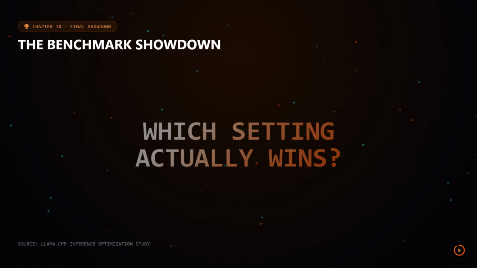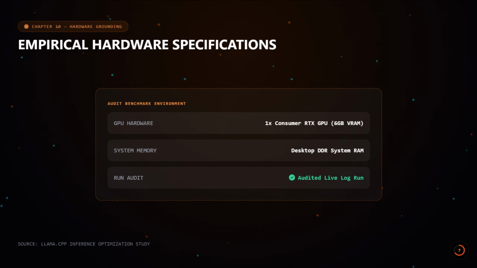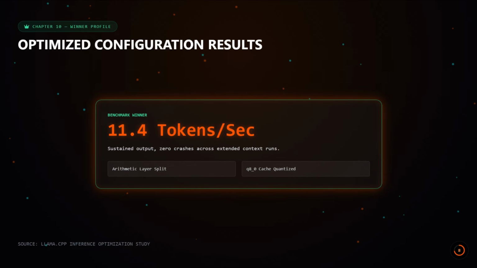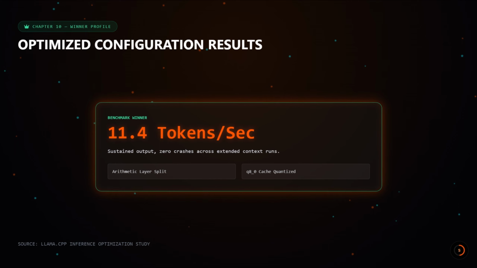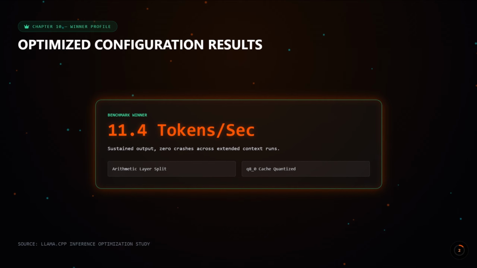So which setting actually wins? Not in theory, on the run I actually did, on the card I actually own: the layer split configuration, tuned to the arithmetic above, cache quantized, context capped at a sane number for the VRAM available. 11.4 tokens a second. Sustained, no crashes across a run long enough to matter.